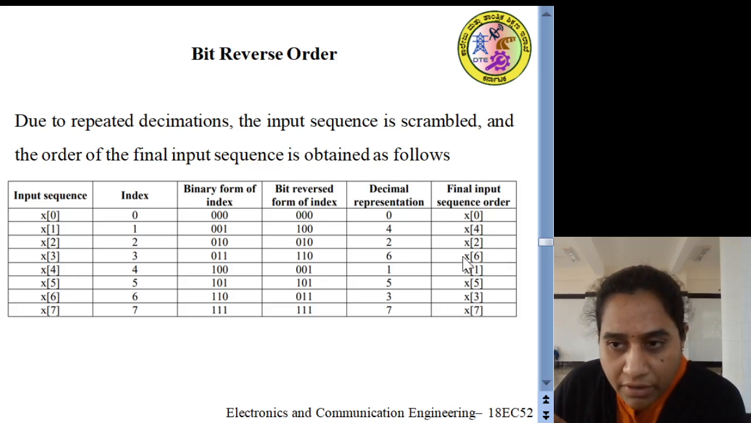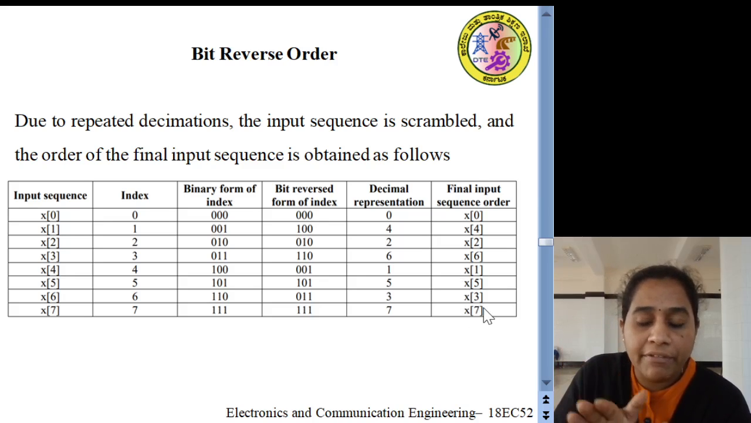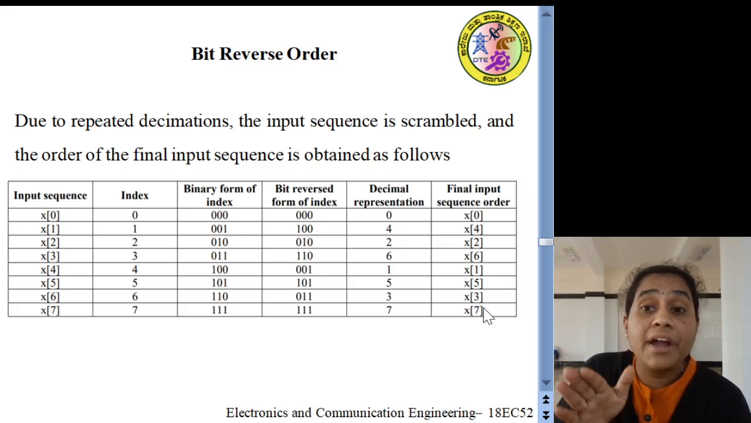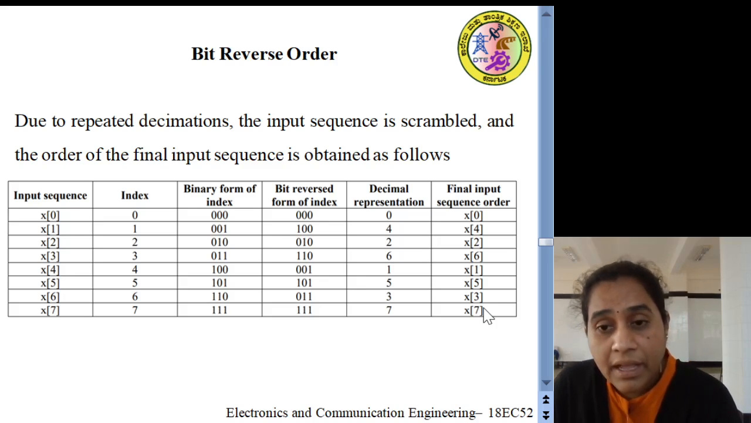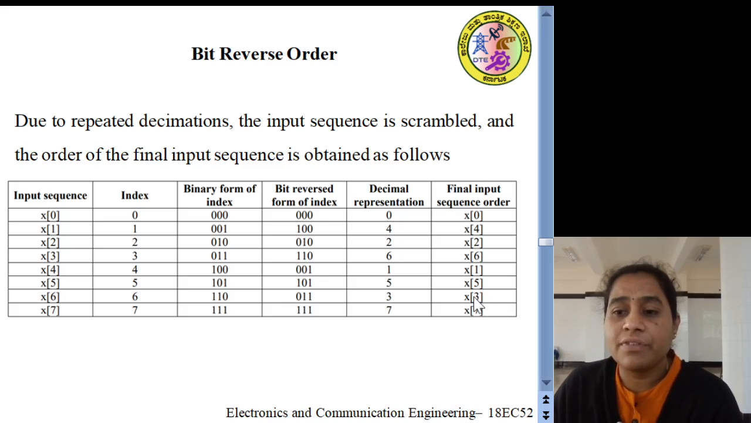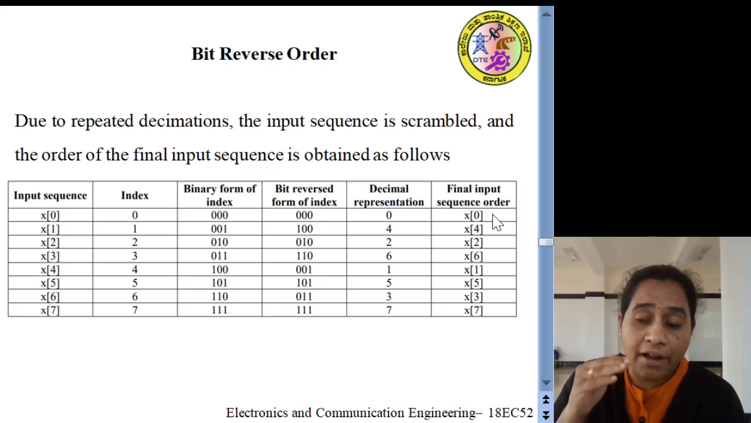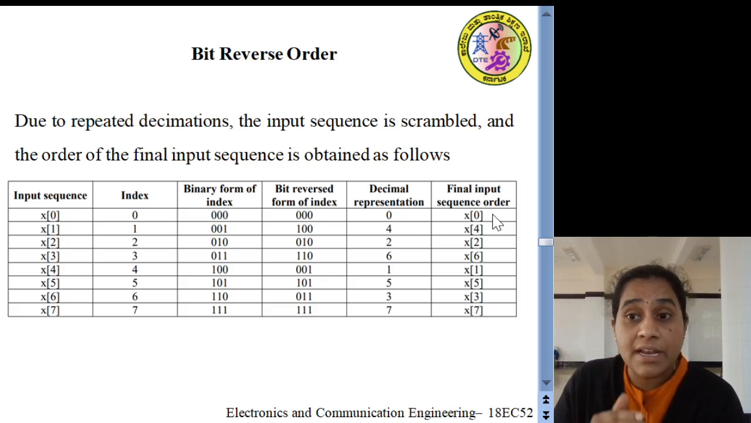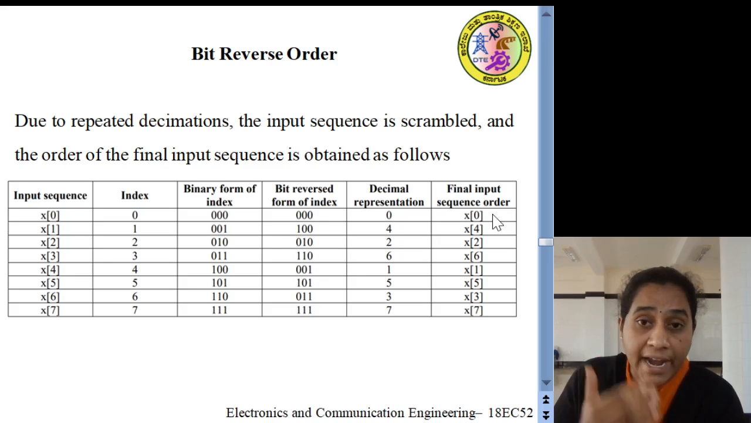So this bit reversal order sequence is given as input to the 8-point DFT DIT FFT algorithm. It's not just giving this one. For giving this particular input, we have to have an algorithm called the bit reversal order algorithm, and that bit reversal order algorithm has to be supported by the addressing mode.